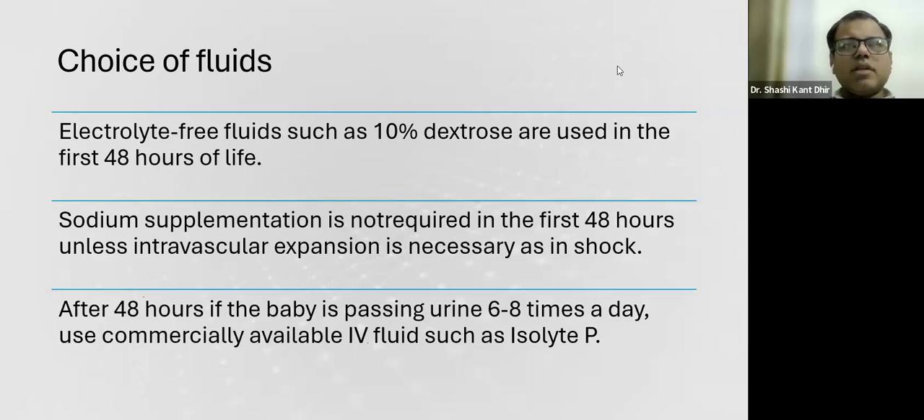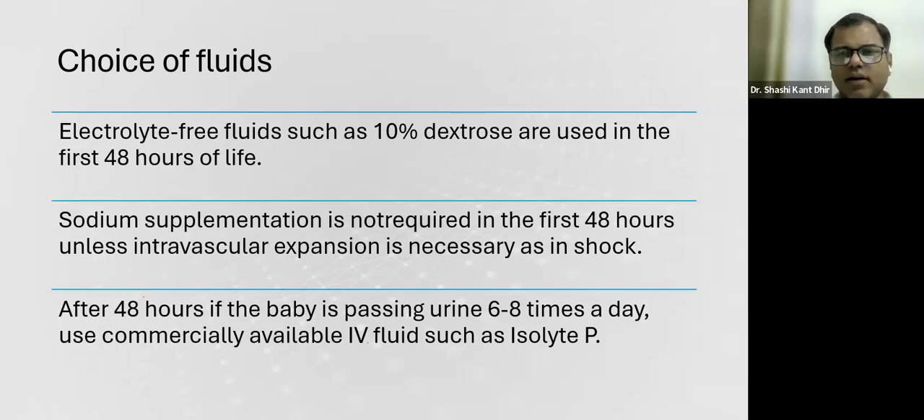Rather, as a dictum, when the baby has started passing adequate urine and has started losing weight, then only we should add sodium and electrolytes. So in the starting 2 days of life, we should give electrolyte free fluid. 10% dextrose is the most common fluid of choice, right? The second point I have already told, sodium supplementation is not required. And after 48 hours, as I've already told, once the diuresis has started and the baby has started passing an adequate amount of urine, that is usually 6 to 8 times a day, then we have to add electrolytes in the fluid.